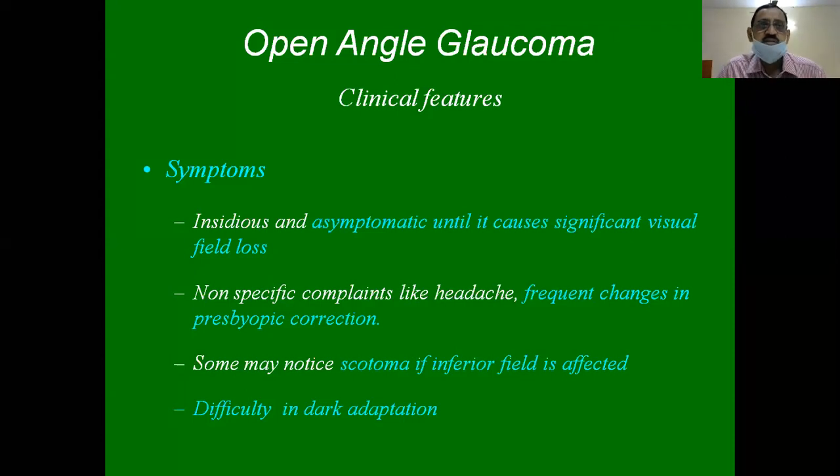Some, an intelligent and observant patient, may notice a scotoma, an unseen area in the visual field, especially the inferior visual field. And in advanced cases, there will be difficulty in dark adaptation. Normally, we get adapted when we go into the dark from the sunlight in about 2 to 3 minutes, but these people take a long time.